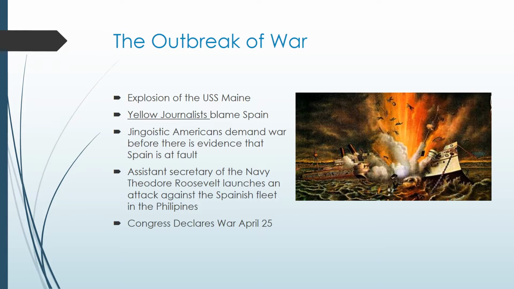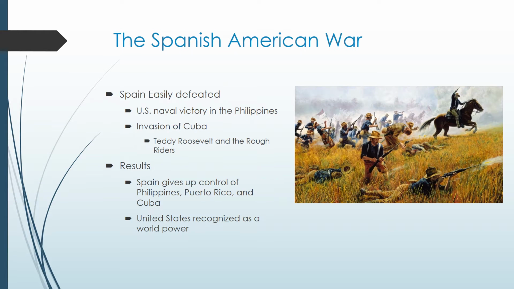So while this is happening, even before we've officially declared war, a young man named Theodore Roosevelt, who is the Assistant Secretary of the Navy, decides to launch an attack against Spain in the Pacific Ocean, totally different place than where the explosion happens. And then a little bit later, Congress goes on to declare war against Spain. So now the United States is, for the first time since 1812, at war against a European power.